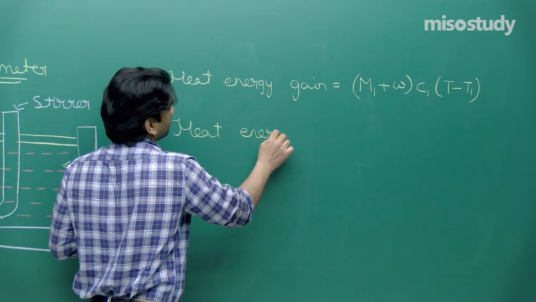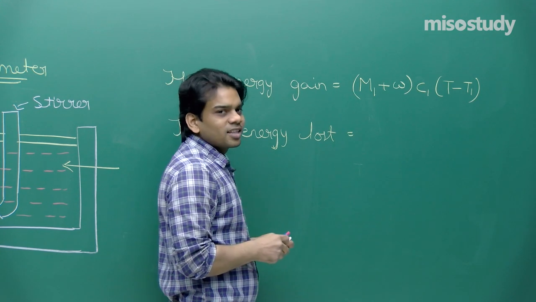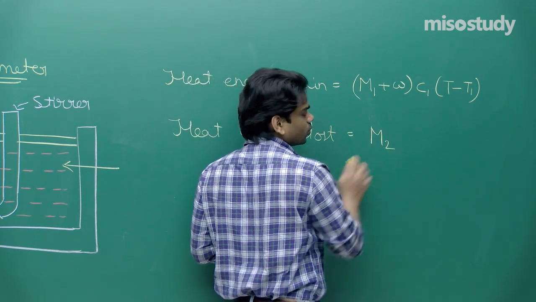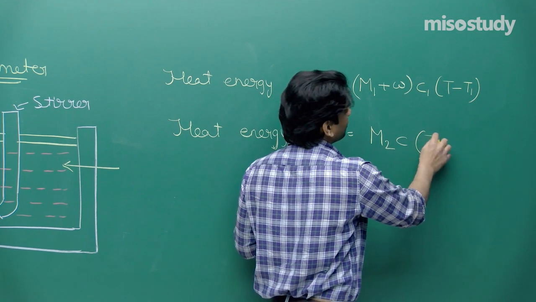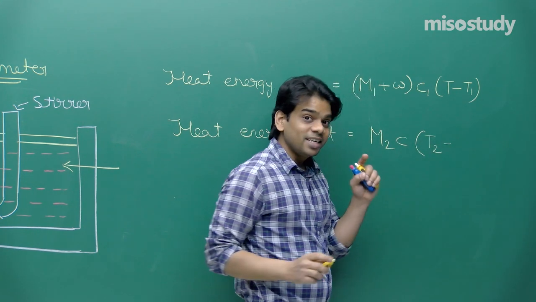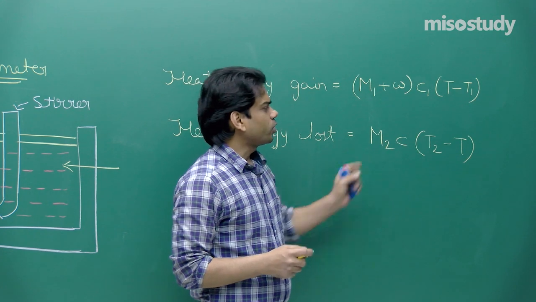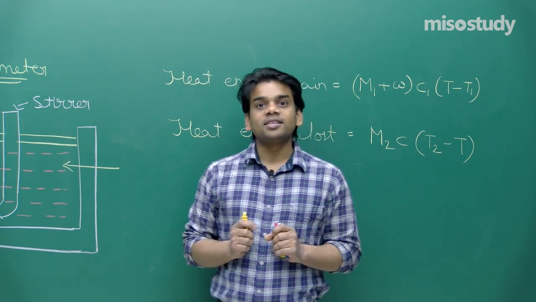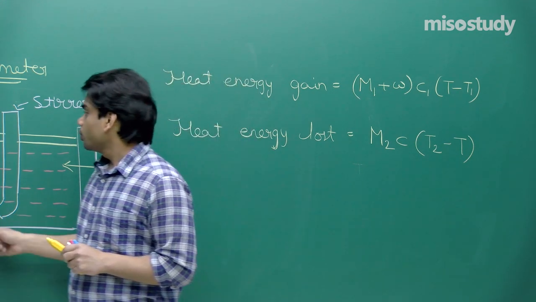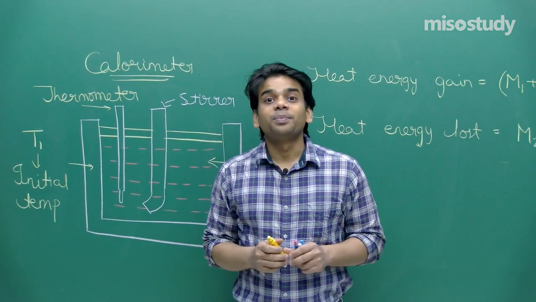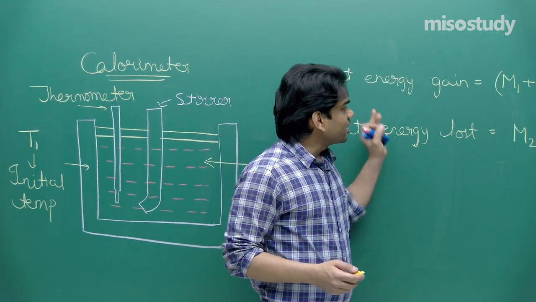Heat energy lost by the substance would be equal to its mass, which we have taken as M2, its specific heat, let us say that is C, and into the change in temperature, that will be T2 minus T. T2 is the initial temperature that is higher than the final temperature of the copper calorimeter with the entire water. Now, the final temperature that we are attaining, that is T, how are we going to measure that? You are going to use this thermometer to measure the temperature, and that will also be provided.